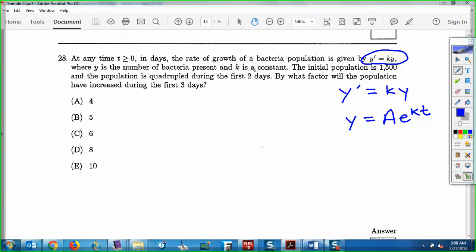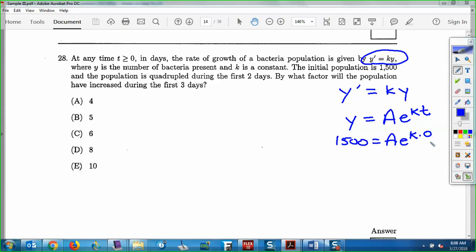Where y is the number of bacteria present, k is a constant, the initial population is 1,500, and the population quadrupled during the first 2 days. By what factor will the population have increased during the first 3 days? Okay, so there'll be several ways to go about this one. From purely calculus differential equation standpoint, you could take this equation where y is the number of bacteria, so if the initial population is 1,500, that means you could put 1,500 here, and you could put 0 in over here.